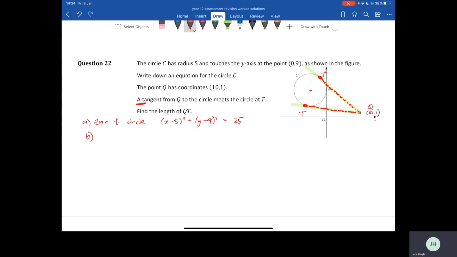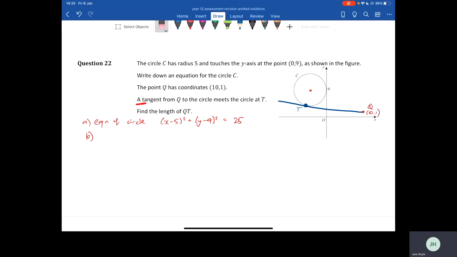I think I'm liking the bottom one because then it's not going to crash into the 9 in quite the same way. So I'm going to put T up there. I'm going to draw my tangent, so it just touches there. And that is my point Q. No, that isn't my point Q, that's my point T. And we need to find that length.